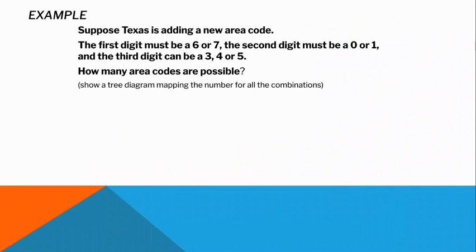Suppose in Texas we're going to add a new area code. The first digit must be a 6 or a 7, and the second digit must be a 0 or a 1, and the third digit can be a 3, 4, or 5. How many codes are possible?